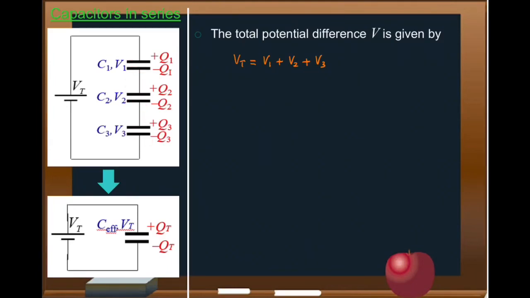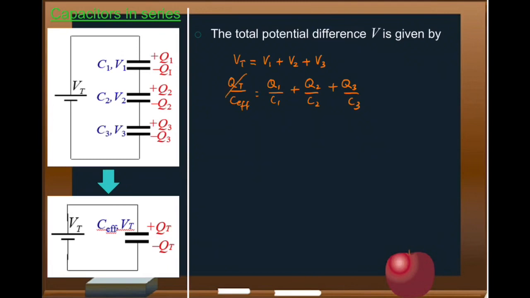And then we have already written the formula for each voltage. So Vt will be equal to Qt over C_eff. And then V1 is Q1 over C1. V2 is Q2 over C2. And V3 is Q3 over C3. As we know, the charge Q on each plate is the same as Qt, the total charge.